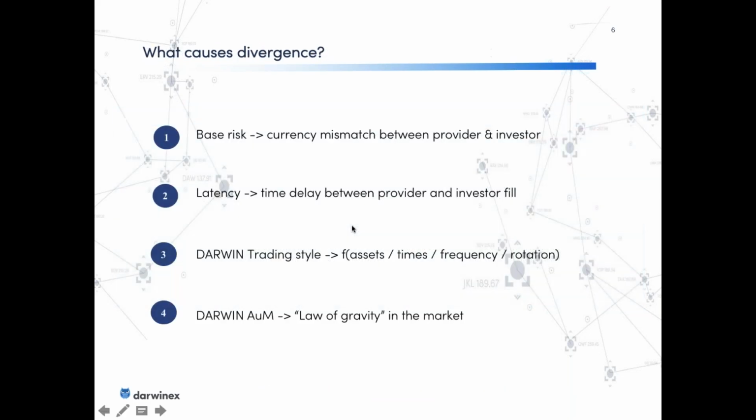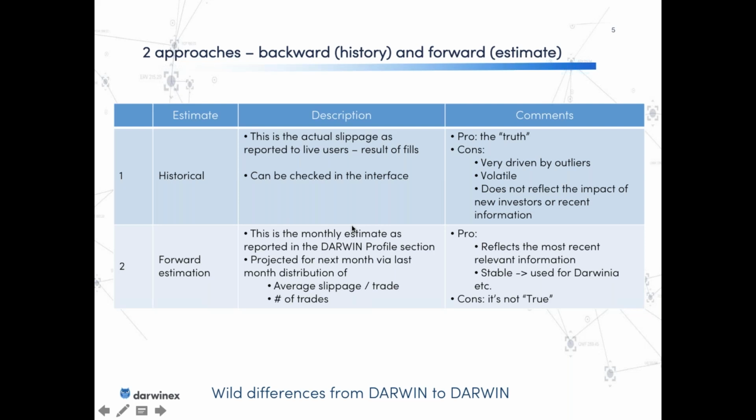So as I was saying, there are the two types, and the very important thing is that divergence is a very Darwin-specific phenomenon. It is bad for some Darwins, but it's actually quite okay for others. So this is something where you really have to look on a case-by-case basis.